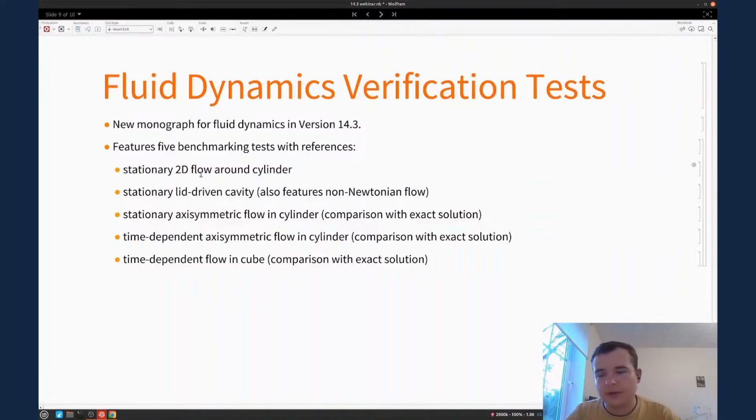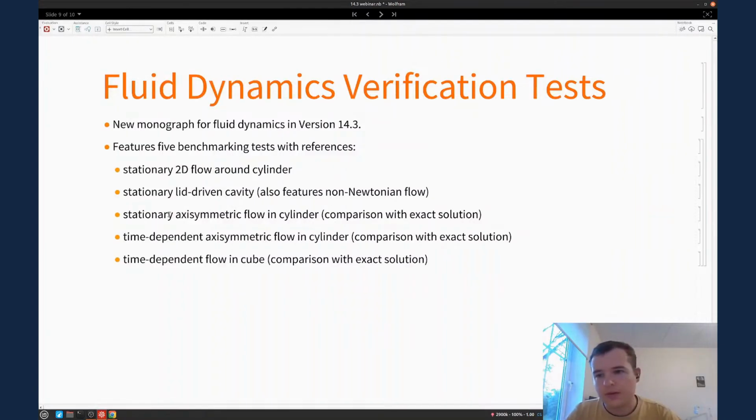The first benchmark is a stationary 2D flow around a cylinder. This is a very common benchmark in fluid dynamics, and the goal of this benchmark is to compute a traction and the lift acting on a cylinder. The second benchmark is the lid-driven cavity, also stationary, and this one also features non-Newtonian fluids.